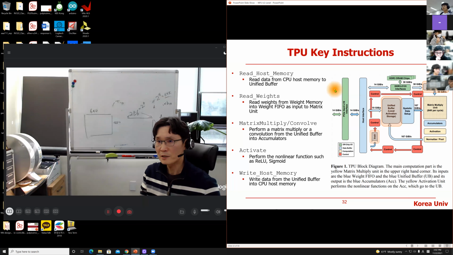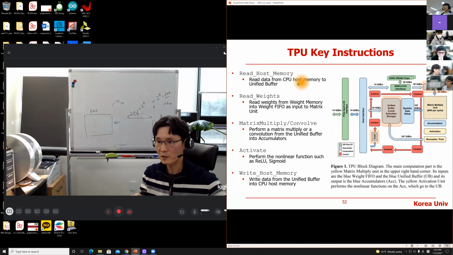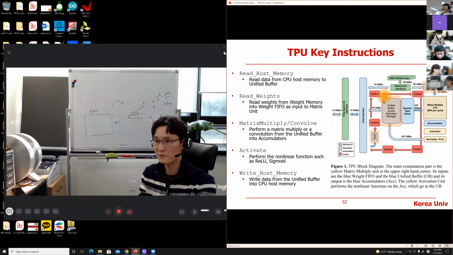Okay, thanks. If you read the TPU paper, it says the TPU provides different instructions. Not only these, but these are the key instructions. Look at this: read host memory. Read data, for example an input image, from CPU host memory to the unified buffer, through that interconnect, PCI Express, from main memory to here, the unified buffer.